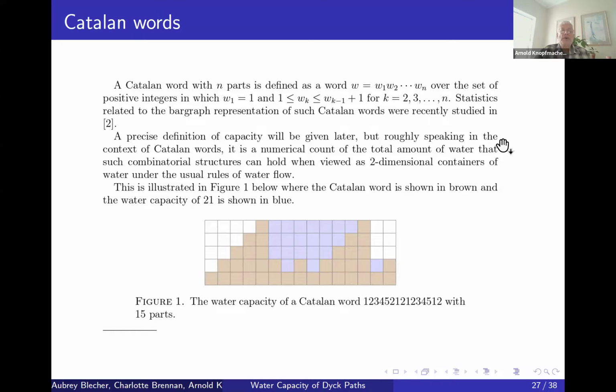It's a word that has the property that you're not allowed to increase by more than one step as you move from left to right. So as you can see, there are some places where the word drops from height 5 down to 2. That's not a problem. Dropping is fine. But anytime we want to climb to a higher value, we have to have a staircase. So that's what we call a Catalan word.